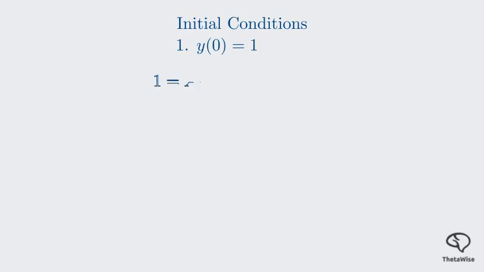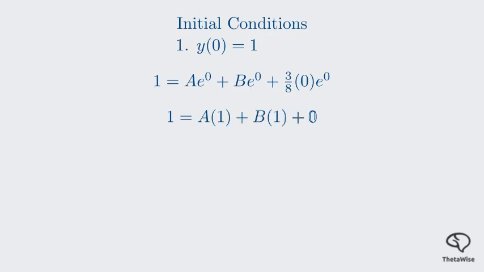1 equals a times e to the 0 plus b times e to the 0 plus 3/8 times 0 times e to the 0. Remember that e to the 0 is 1. The last term is 3/8 times 0, which is 0. This simplifies beautifully to 1 equals a plus b. This is our first equation relating a and b.